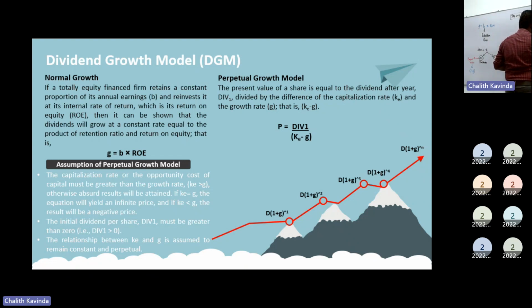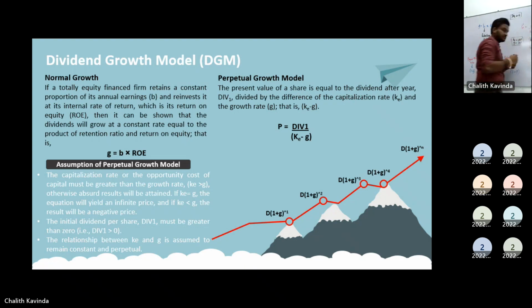Again, calculate the price of the share if the cost of equity is 10% and the growth rate is 12%. Please calculate the price of the share for each of these scenarios using this particular formula. Yes, using this formula, please calculate the price of the share.